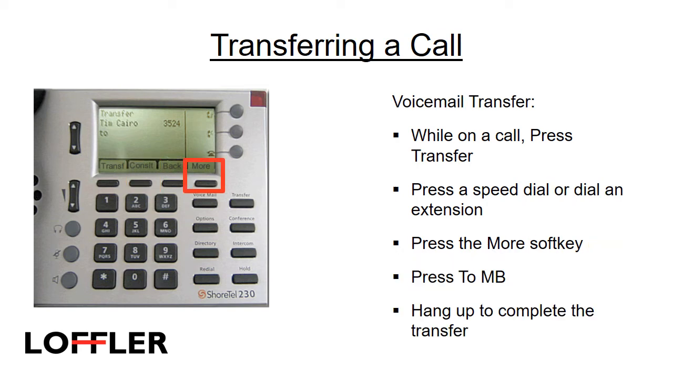To transfer to someone's voicemail, while on a call, press the Transfer button. Press a speed dial or dial an extension. Press the More soft key. Press 2 MB or 2 VM, depending on whether you are running Communicator or Connect client. Hang up to complete the transfer.